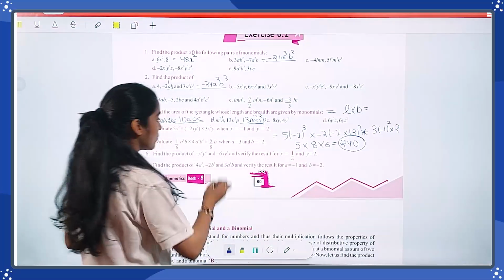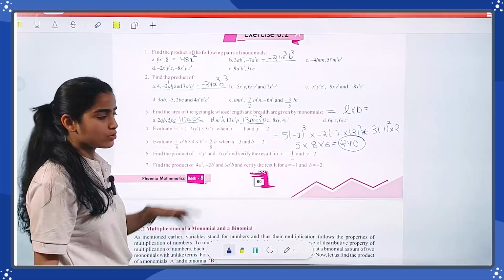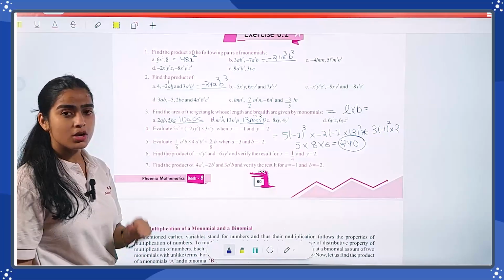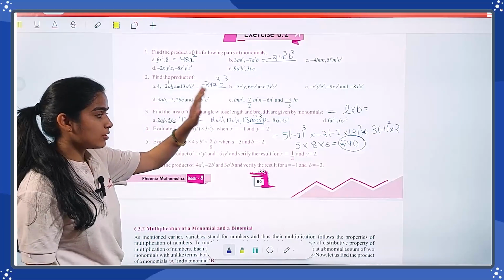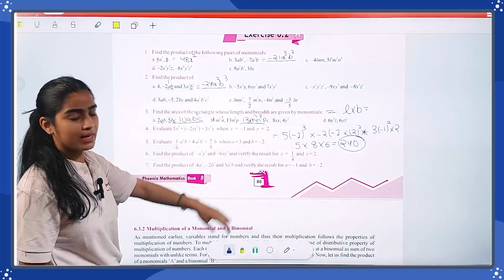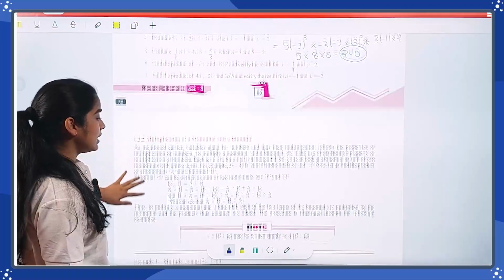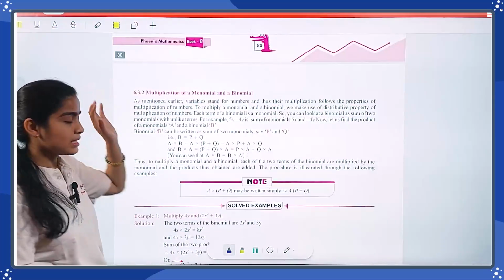In the same way you have values of a, b and x in the next question. So what you have to do is just put the values into the expressions and then find your answer. And then the exercise ends here.